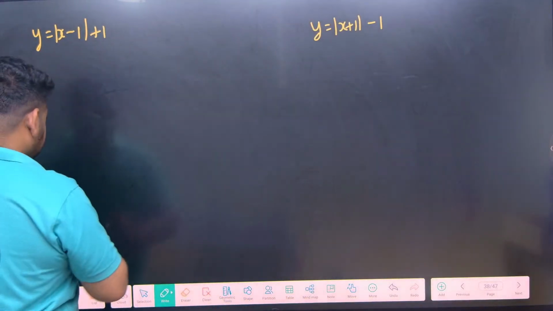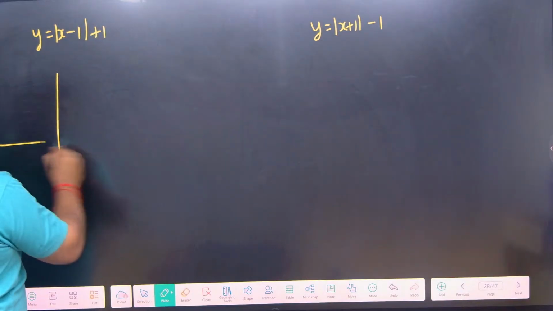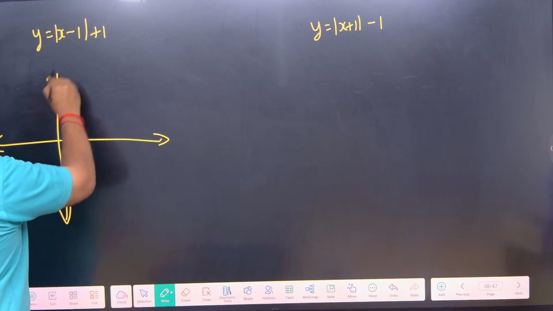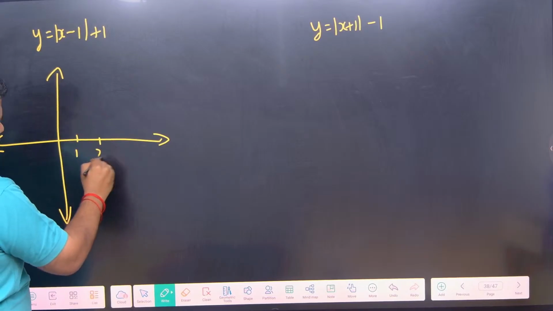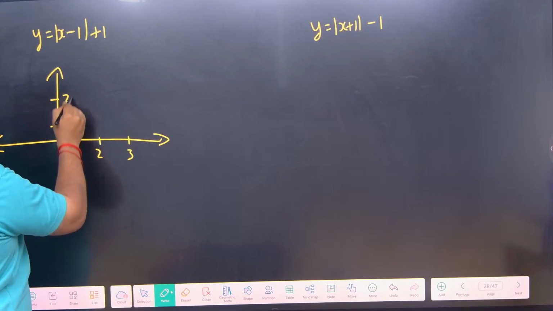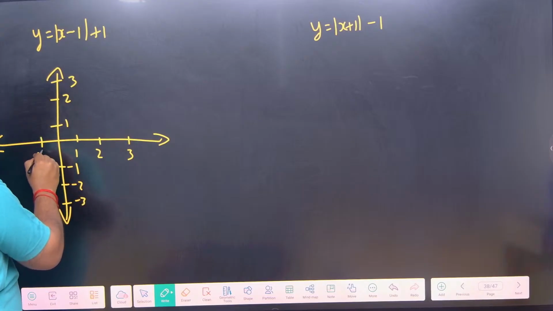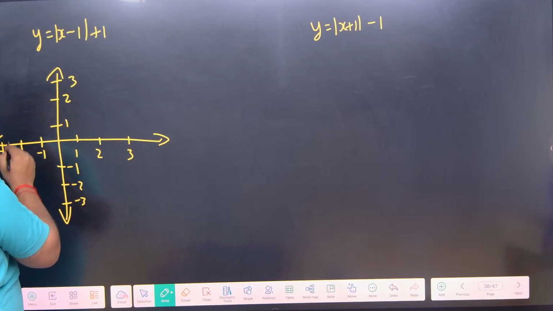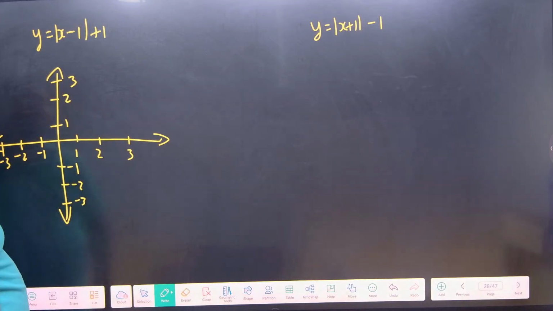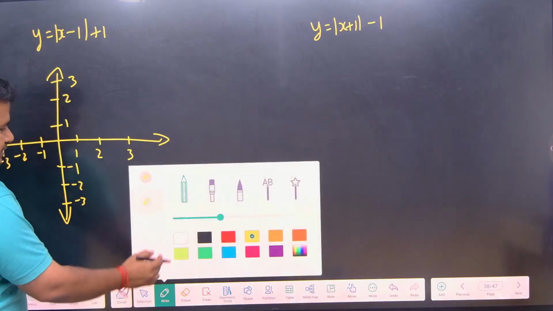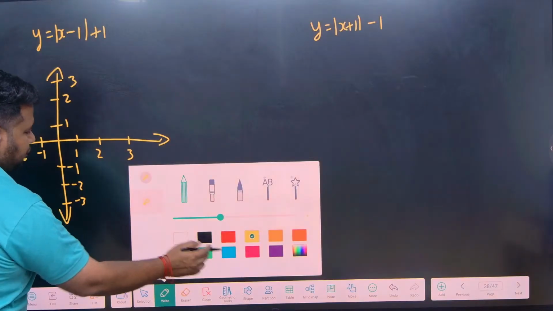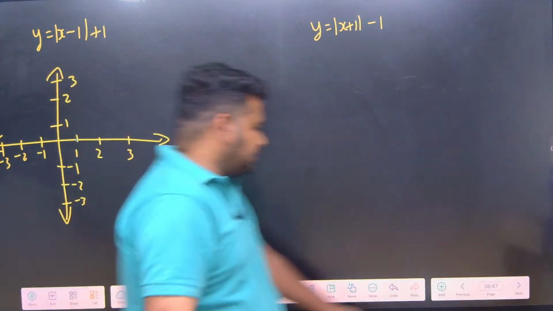Okay, see here. First thing is the coordinate axis. Here we are having 1, 2, 3, and minus 1, minus 2, minus 3, and the same on the other axis. So first of all, y is equal to mod of x minus 1. X minus 1 will start from which point? Where x minus 1 is equal to 0. That means it will start at x is equal to 1. The sharp edge will start at this point. Yes or no? Observe carefully.